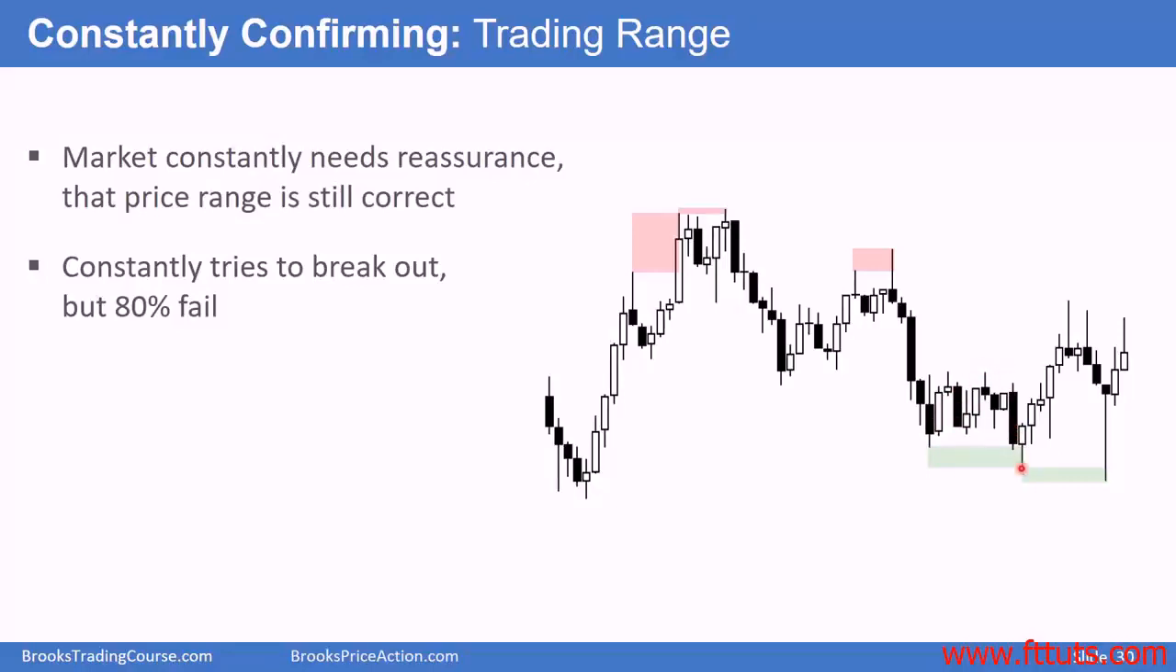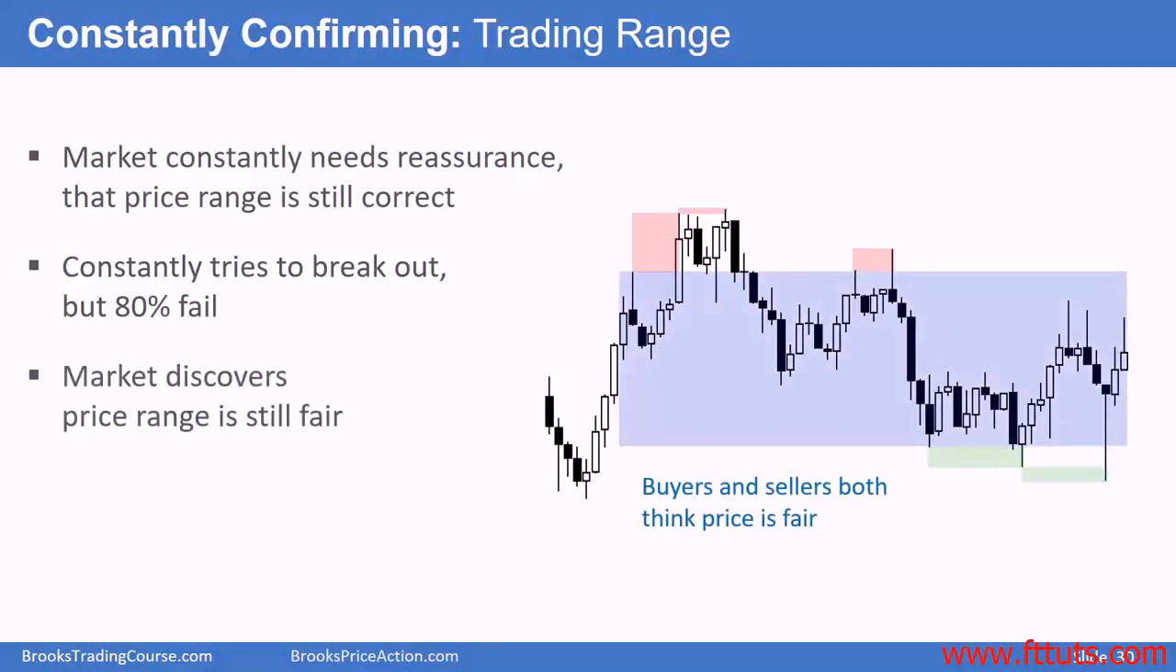Tries to go down, fails, tries again, fails again. So it's constantly trying to break out. It's constantly trying to see if maybe the price needs to go lower, maybe it needs to go higher. And it spends most of the time going sideways, with 80% of breakout attempts up and down failing. That's how it determines where the appropriate range is.